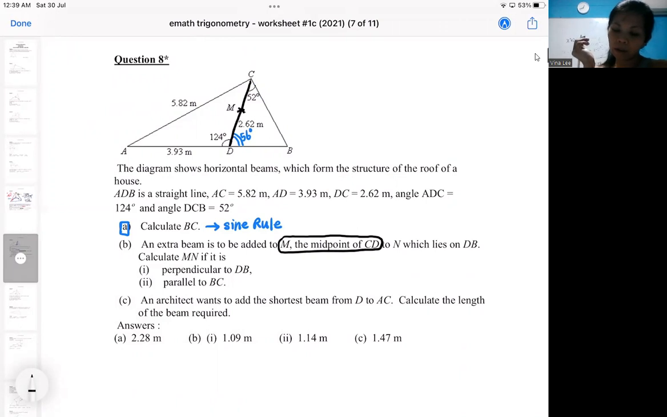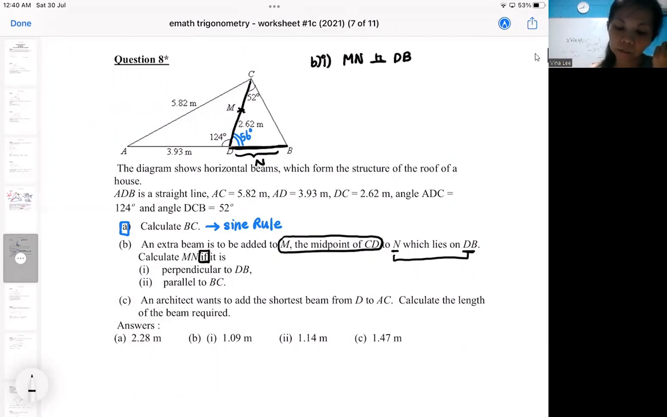And then we're going to connect the beam to N. N is going to be sitting on DB. So where is DB? Somewhere here. So my N will be somewhere along here. So they actually create two situations because it's an if question. So part one, MN is perpendicular to DB. So it's going to be perpendicular like this.